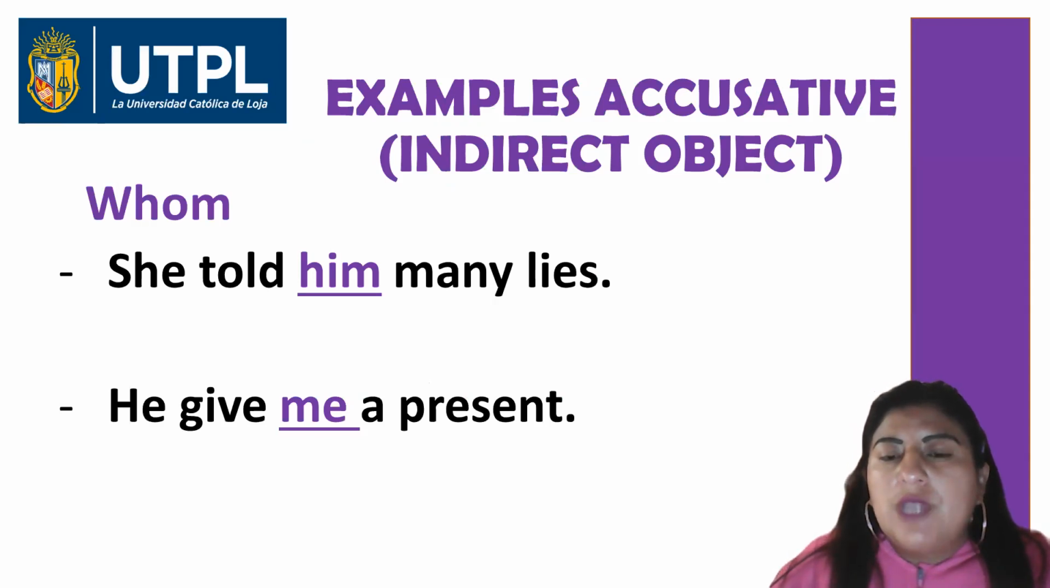I'm going to talk about the indirect object. In this case, we have to answer the question whom. In this example, she told him many lies. Whom did she tell many lies? To him. In this case, we have a pronoun. He gave me a present. Also, we have to answer the question whom.